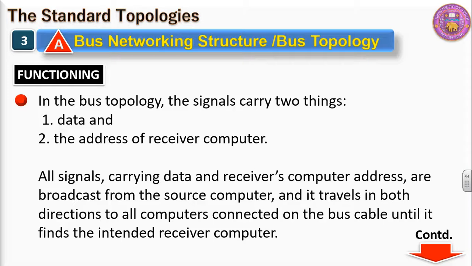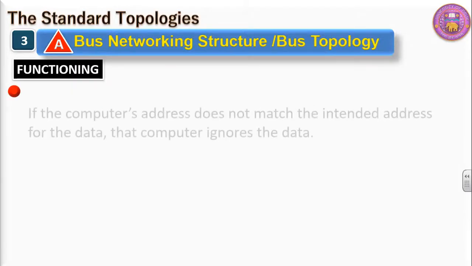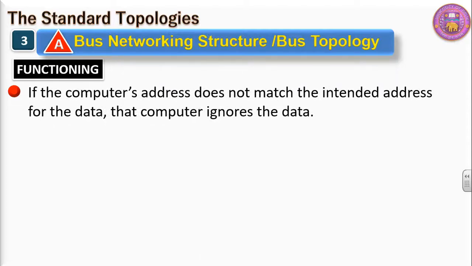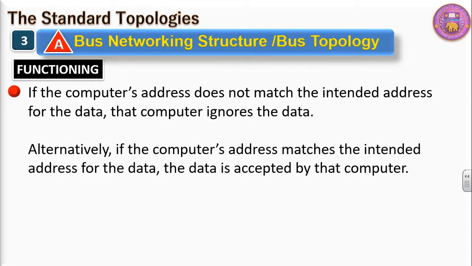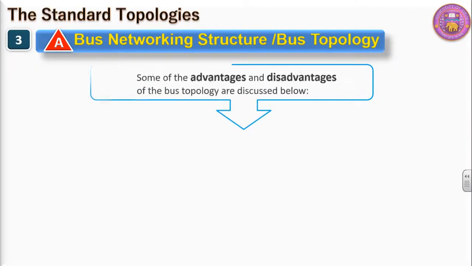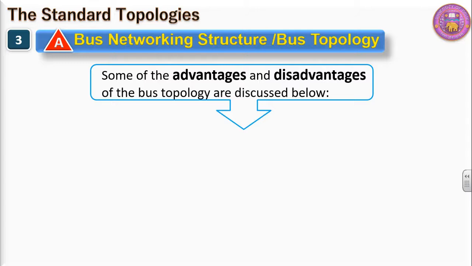In that case, the receiver computer will receive the message and all other computers will reject the message. If the computer's address does not match the intended address for that data, the computer ignores the data. Alternatively, if the computer's address matches the intended address, the data is accepted by that computer. Some of the advantages and disadvantages of bus topology are discussed below.